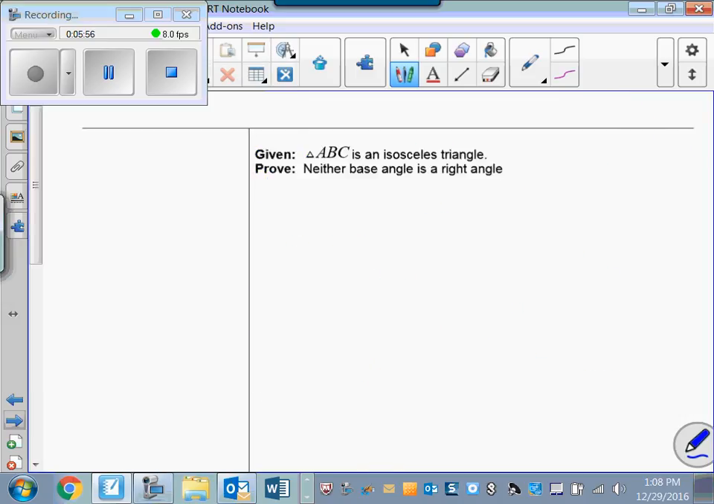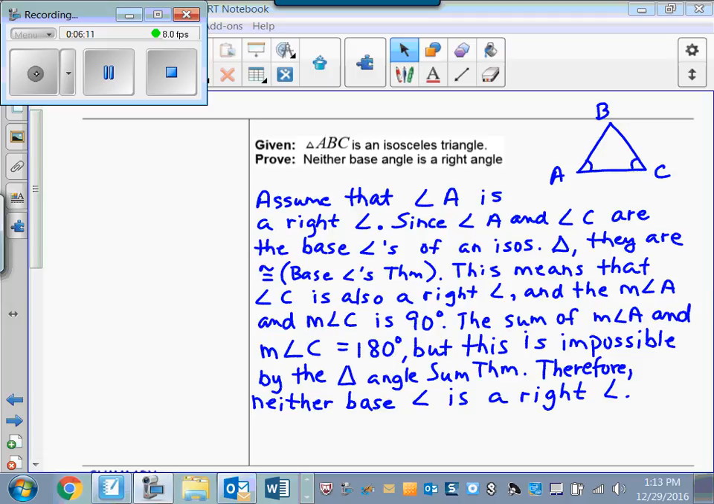All right, there's one more here. Why don't you give this one a try, and then I will put the solution up here and you can check yours against it. Pause the video and write this one for yourself. Okay, so we start off by assuming. I drew my sketch so that angles A and C are my base angles, and I can pick either one. I just picked angle A. Assume that angle A is a right angle.